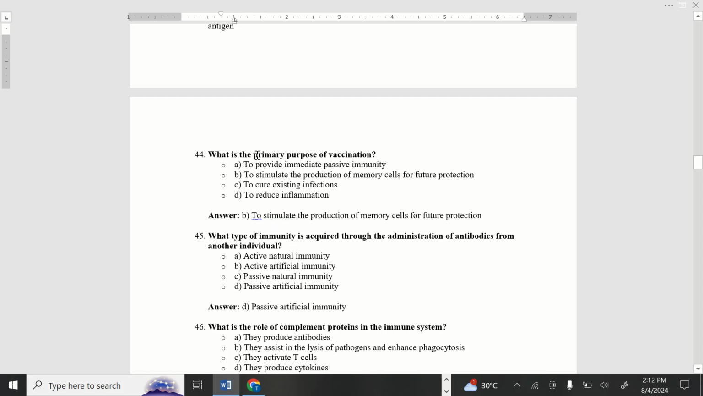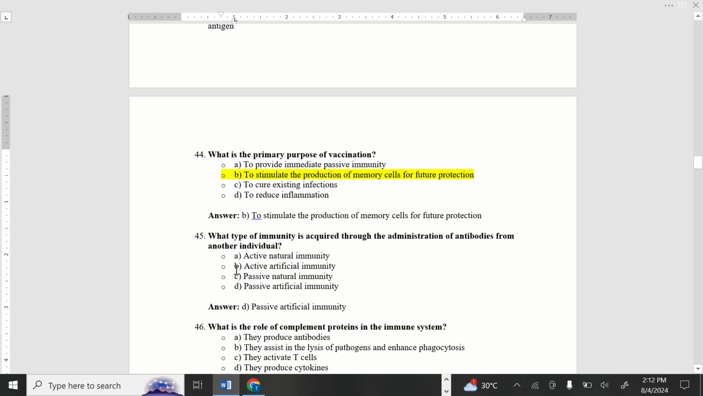The next MCQ is: what is the primary purpose of vaccination? A. To provide immediate passive immunity. B. To stimulate the production of memory cells for future protection. C. To cure existing infections. And D. To reduce inflammation. So the correct option is B. To stimulate the production of memory cells for future protection.